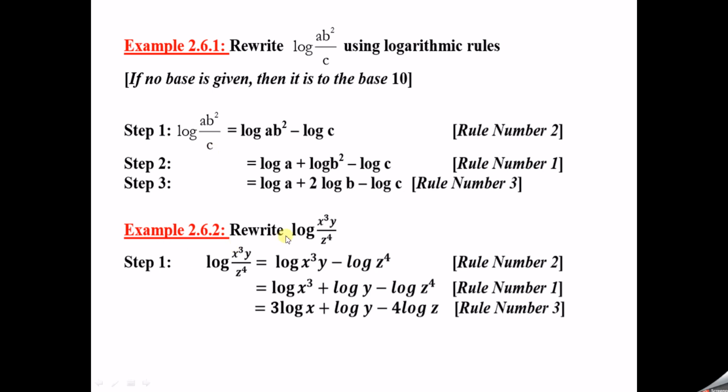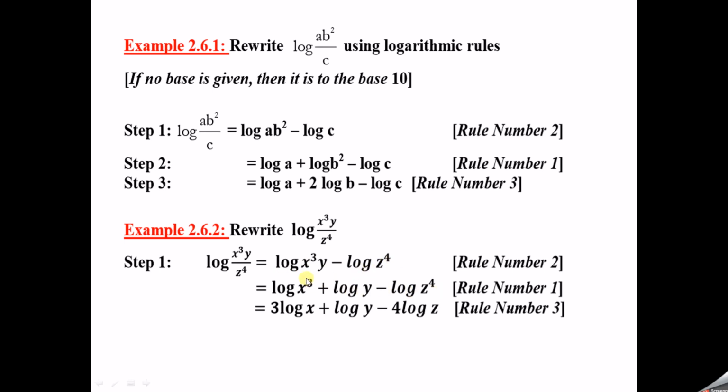And another example, logarithm of x cube y divided by z power 4. And we try to expand this using the properties or the rules. Log x cube y by z power 4 is equal to, there is a division here. So that is equal to logarithm of numerator x cube y minus, when there is division, you will get minus logarithm of denominator z power 4. Now log x cube y, there is a product. So the product is expanded with plus. So logarithm of x cube plus logarithm of y minus logarithm of z power 4.